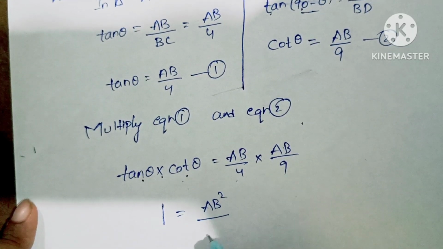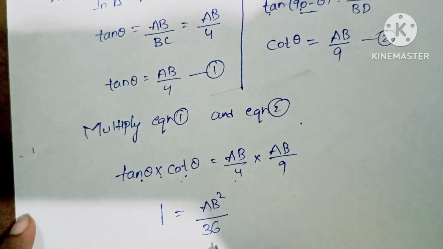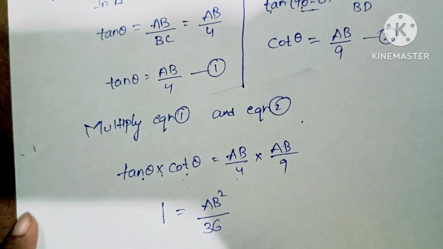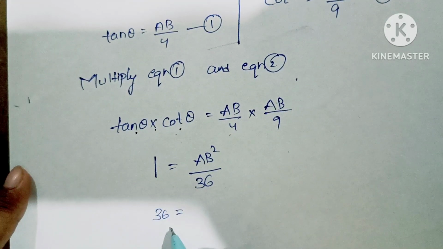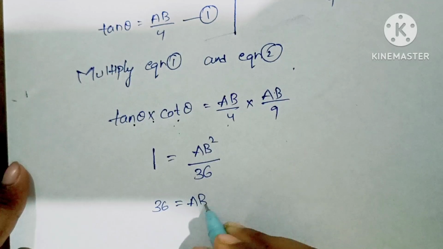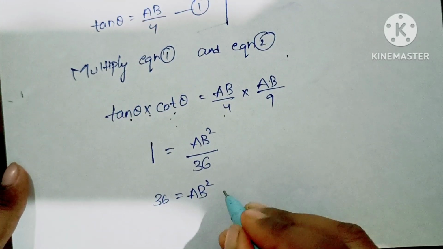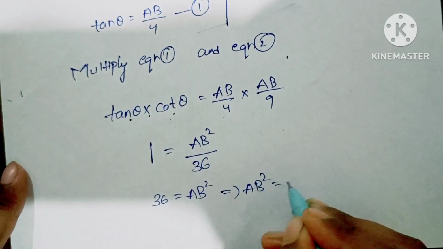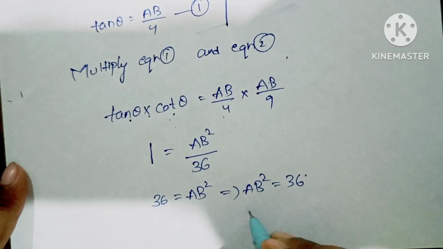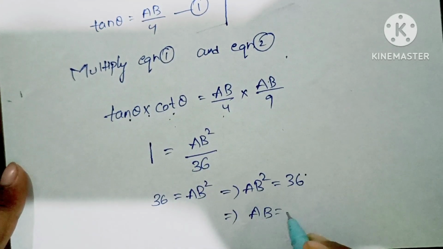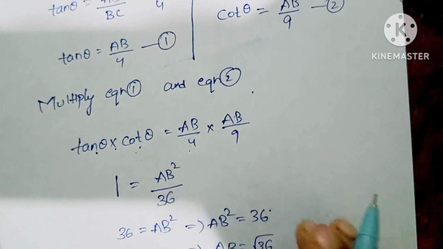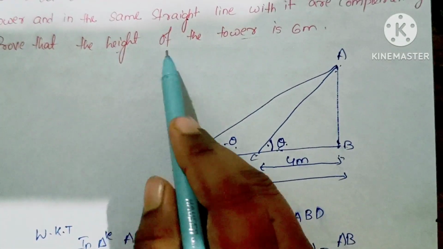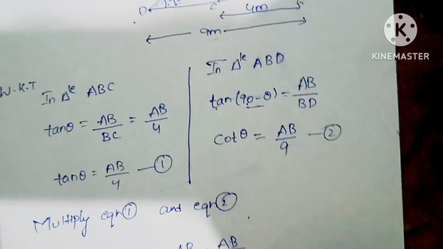4 nines are 36. Transposing 36 to the left side, 36 into 1 is 36, equal to AB square. So AB square equals 36. Taking the root, AB equals root 36, which means AB equals 6. The value of root 36 is 6. So it was proved that the height of the tower is 6 meters.